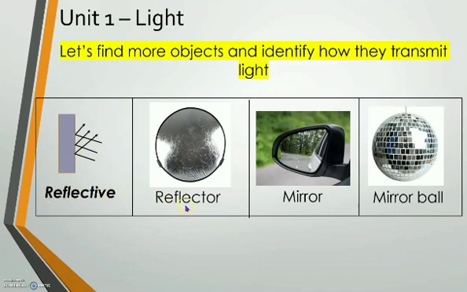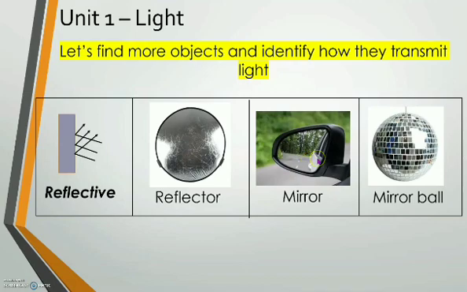Some examples: reflector. When the light hits the reflector, the light bounces off the reflector. We cannot see through the reflector, but we can see the light reflected. Same as the mirror. We cannot see through the mirror because the light does not go through the mirror. It bounces. That's why we can see our faces when we look at the mirror.